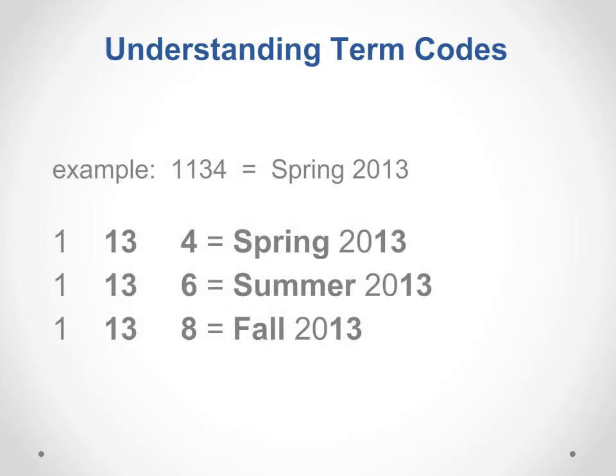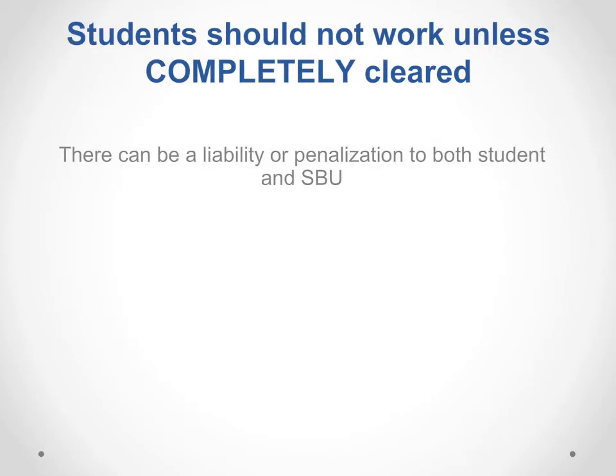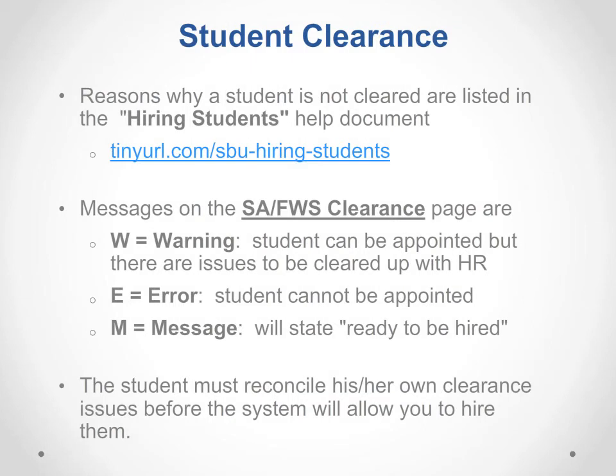Understanding term codes. For example, spring semester 2013 is indicated by the code 1134. To understand the code, ignore the first number, 1. The middle numbers, 13, indicate the year. And the last number indicates the semester, which is 4 for spring, 6 for summer, and 8 for fall. Students should not work unless completely cleared. Otherwise there can be a liability or penalization to both the student and the university. Reasons why a student cannot be cleared are listed in the Hiring Students Help document.